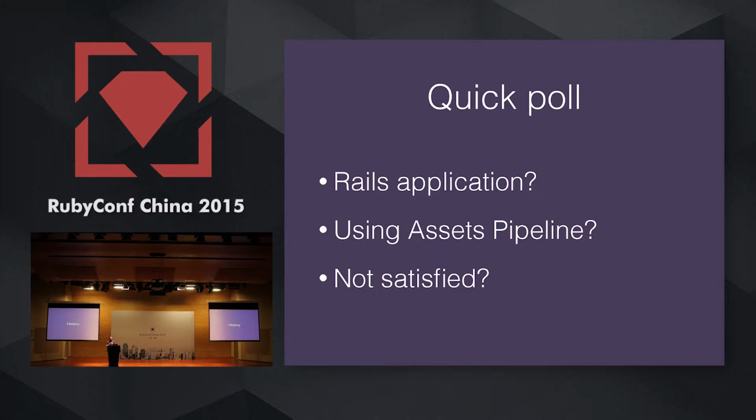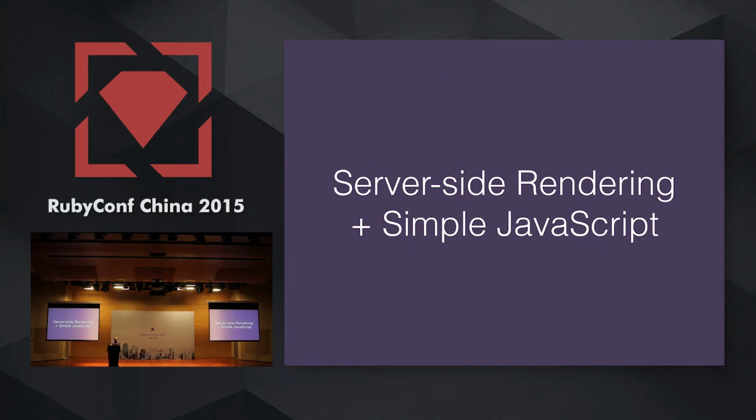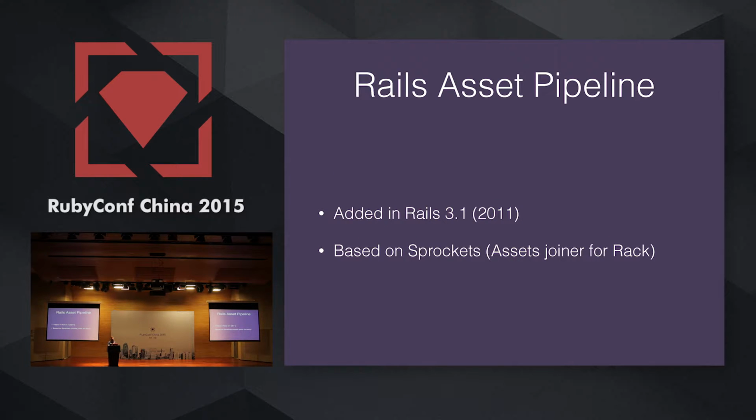So first, let's go back in time a bit to understand the recent evolution of web development. From 2000 to 2010, the main trend for websites was server-side rendering, and application servers were serving HTML documents and CSS and JavaScript files to enrich them. Rails Asset Pipeline was added to Rails 3.1 in 2011 to help developers organize their assets. And it's based on Sprockets. Sprockets is an asset joiner for Rack servers, written in Ruby, of course.